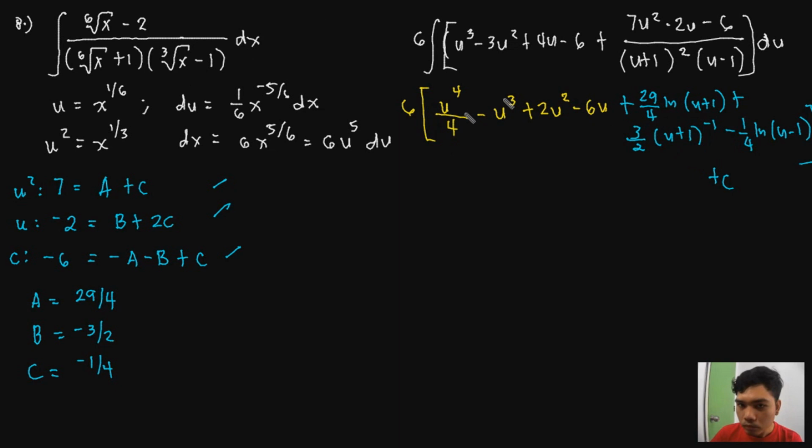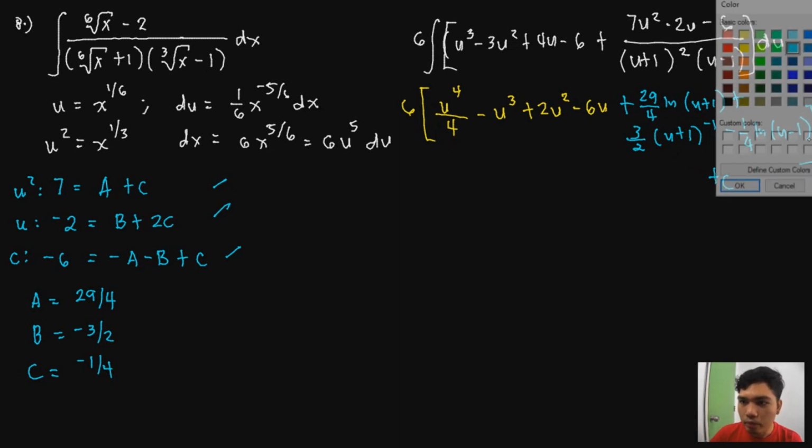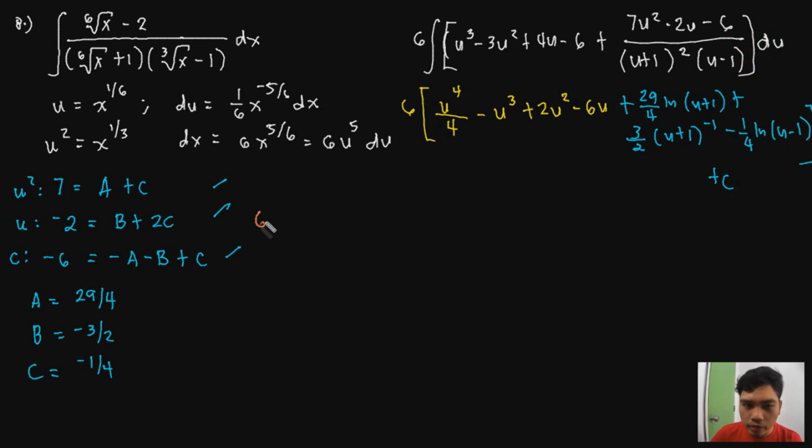So, we have, let's use, ito na lang. So, we have 6 quantity. Now, remember, this is u to the 4th. So, that becomes x raised to 4 over 6. So that becomes x raised to 2/3. Okay, so that is x raised to 2/3, and then this is divided by 4.